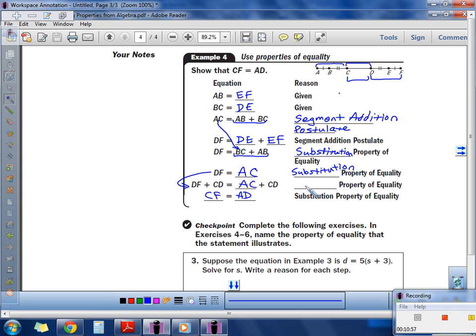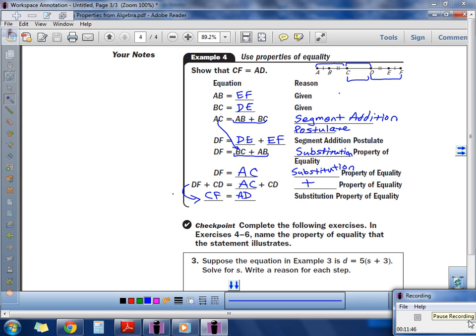Well, going from here to here, we're just adding CD to each side. So addition property of equality. Some people will put substitution. I'll give you some credit for that, but it's really adding CD to each side. The last step. Why are we able to go from here to here? We got to look at that carefully.